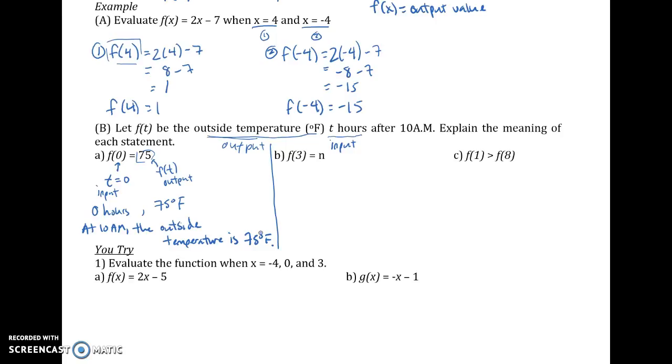So let's try B here. So again, looking at my input value, which is next to the f, so this means t is 3, and n is my output, right? f of t equals n. Let's interpret that. So that means 3 hours after 10 a.m., so that would be 10, 11, 12, 1 p.m., it is n degrees Fahrenheit outside. So it's okay to not know it. We'll just use n. Use what you're given. If you can't solve for it, it's okay. So at 1 p.m., it is n degrees Fahrenheit outside.